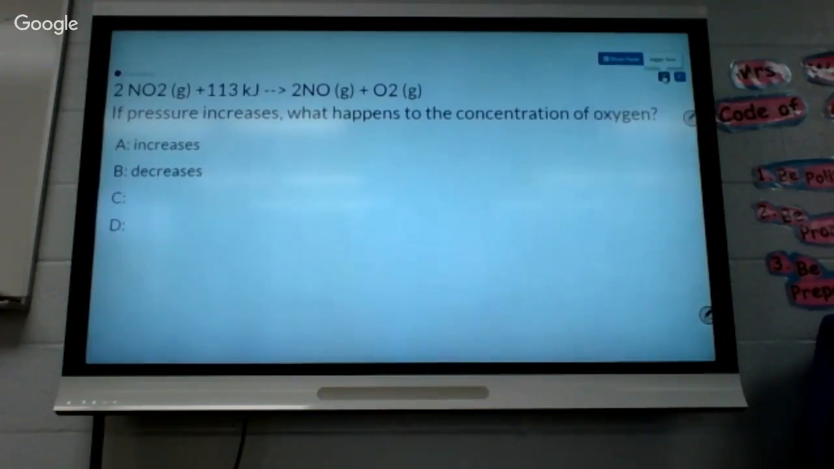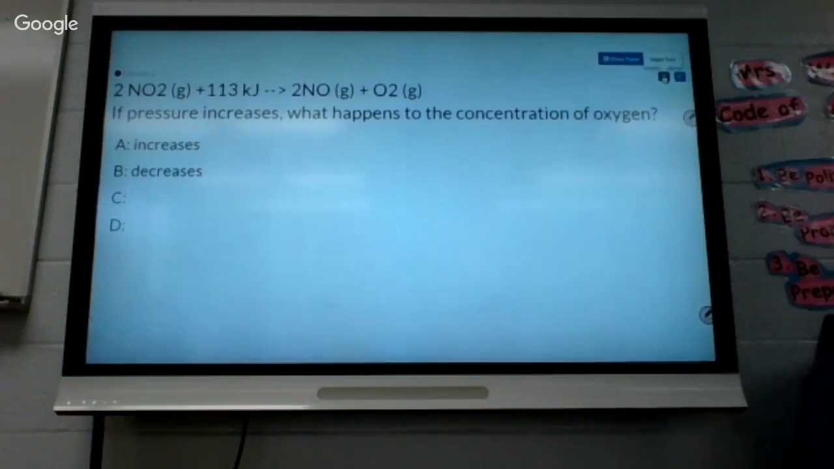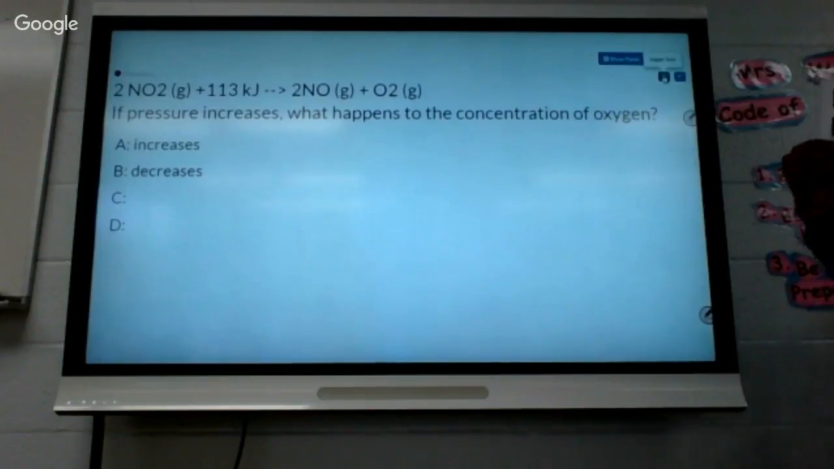Now, the only thing about these is I could not make the subscripts, so the twos at the end, of course, are supposed to be subscripts, but there's no way in Plickers that I can find to make those subscripts. I need to go down and ask Miss Miller if there's a way to do it, because I know she's been doing it longer than I have. All right, if pressure increases, what happens to the concentration of oxygen?